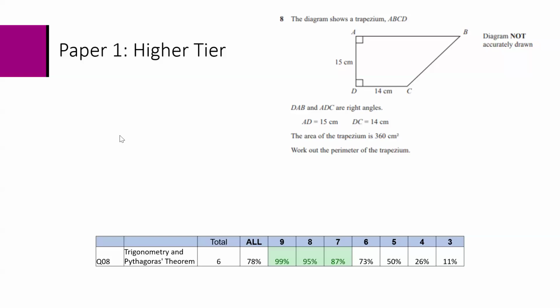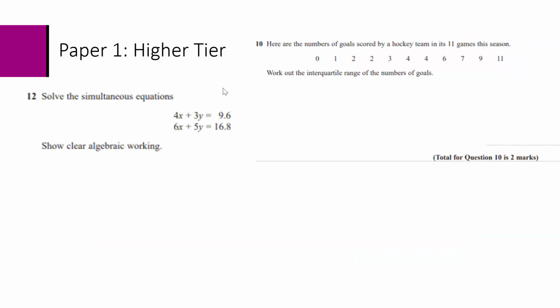Moving on to something that isn't shape and space. I've got 2 questions on the next slide here. Question 12: solve the simultaneous equations, show clear algebraic working. And question 10: find the quartiles. I'd like you to drop into the chat which question you think the students found hardest, 12 or 10. I should say that 10 is a 2 marker and 12 is a 4 marker. So drop into the chat which question you think students found hardest here. I'll give you a second to do that. It gives me a chance to catch my breath.